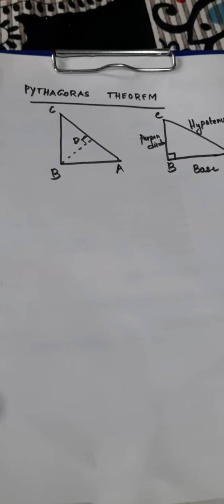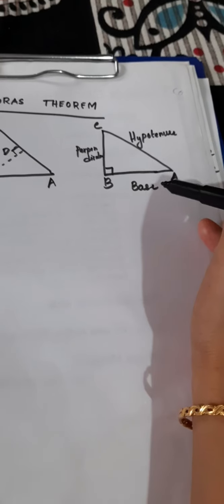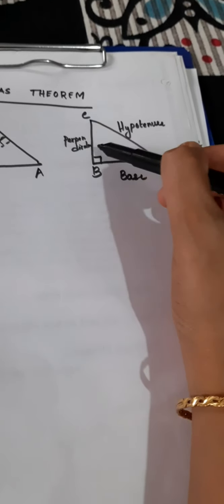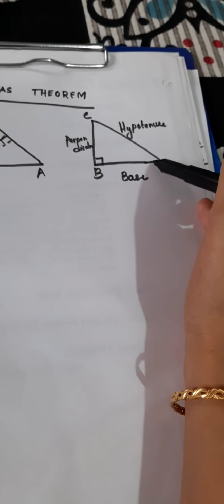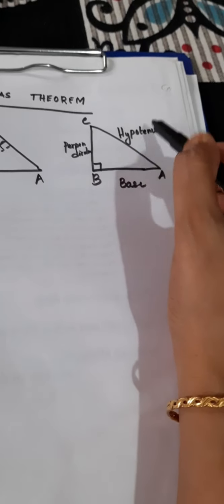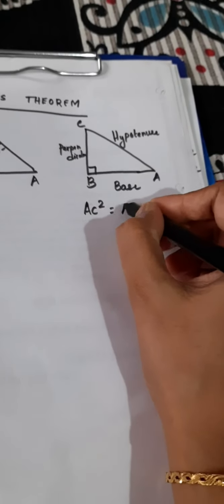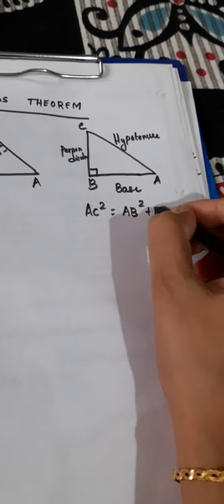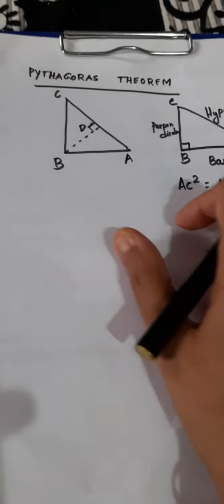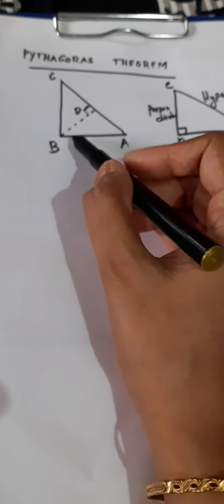Hi viewers, today we are going to see that for any right angle triangle, the longest side is called the hypotenuse and the other two sides are the perpendicular and the base. So we will prove the Pythagoras theorem: AC square, the square of the longest side, is the same as the sum of the squares of the other two sides. Once we prove this, it's going to be easy to solve exercise 4D of triangles for grade 10.